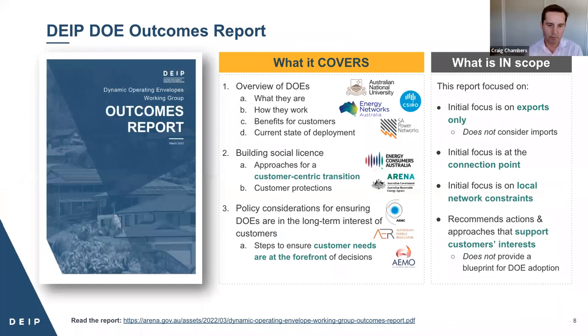So this report was released probably 3-4 weeks ago now. It's a culmination of input from the panelists on the call here today. It is really focused on the export only functionality of dynamic operating envelopes, although it acknowledges that there are other potential future use cases. But to keep it simple for the scope of the report, we primarily focused on export only functionality. It is focused on the connection point. So some have talked about dynamic operating envelopes or some functionality of communication around hosting capacity directed to devices. We've stopped short of that, and we're focused on that at the connection point, and there are some reasons for that that we'll talk to.